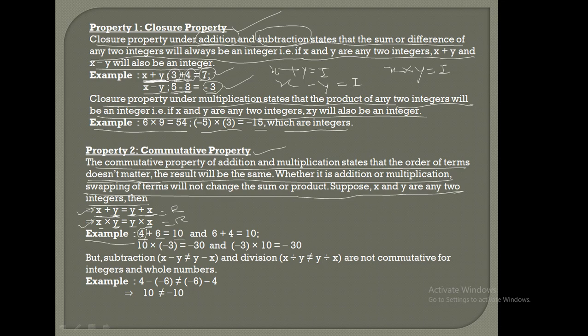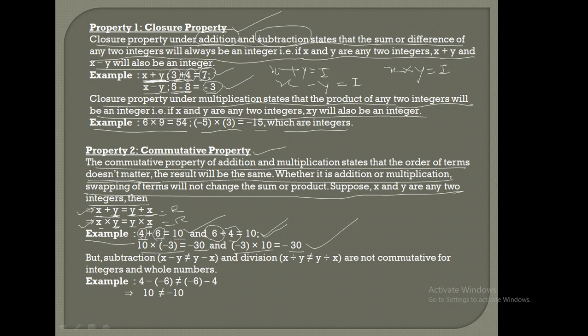Here 4 is at the first position and 6 is at the second position. Now we will change the position of these two numbers, like 6 we put at the first position and 4 at the second position. Now when we add these two numbers, the result will be 10. Here also 10 and here also 10, meaning changing the order of any two numbers in addition and in multiplication, the result will be the same.